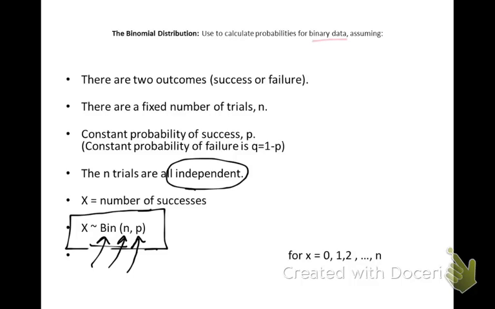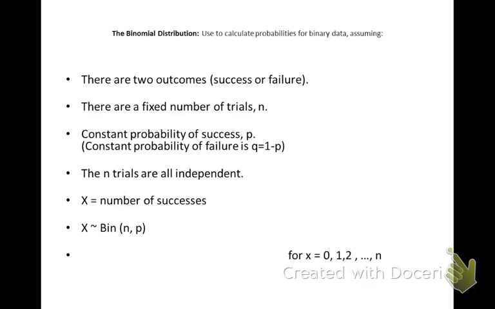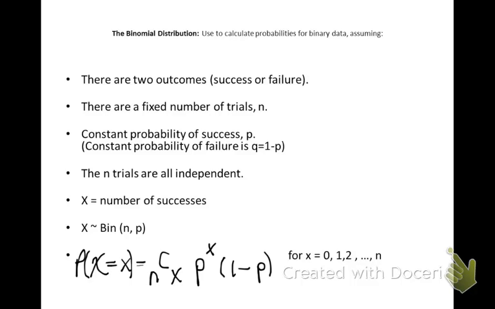When we're measuring outcomes, we always measure outcomes by the number of successes. So our random variable x represents the number of successes in a trial. The formula to calculate probability for the binomial distribution is the probability that a random variable, capital X, equals a number, little x, is n combination x, probability of success raised to the x power, and probability of failure, which would be 1 minus the probability of success raised to the n minus x power. The x values that you're allowed to plug in go from 0 to n.